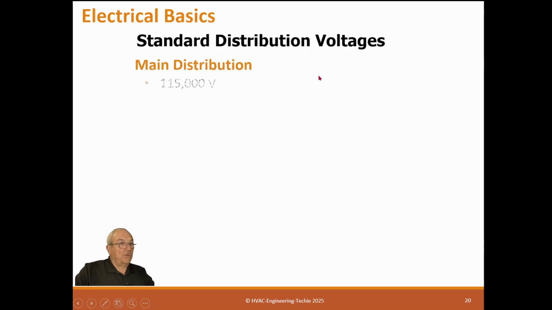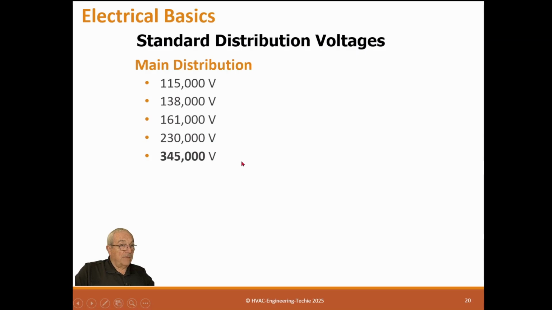Standard distribution voltages for main distribution: 115,000, 138,000, 161,000, 230,000, 345,000. This is the most common, by the way. 500,000 and 765. They can go this high. Nowadays, they're even transmitting million volts. The problem with these really high voltages is they do provide some issues with power loss. And actually the arc distance gets pretty heavy on these. I think this one here is about 14 feet, if I remember right.